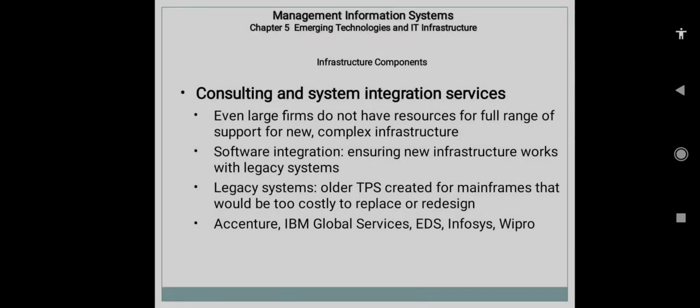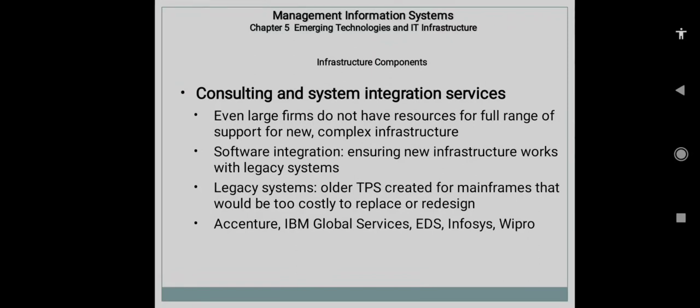Consulting and system integration services. Even large firms do not have the resources for the full range of support for new or complex infrastructure. Software integration ensures new infrastructure works with legacy systems. Legacy systems are older transaction processing systems created for mainframes that would be too costly to replace or redesign. Providers include Accenture, IBM Global Services, EDS, Infosys, and Wipro.